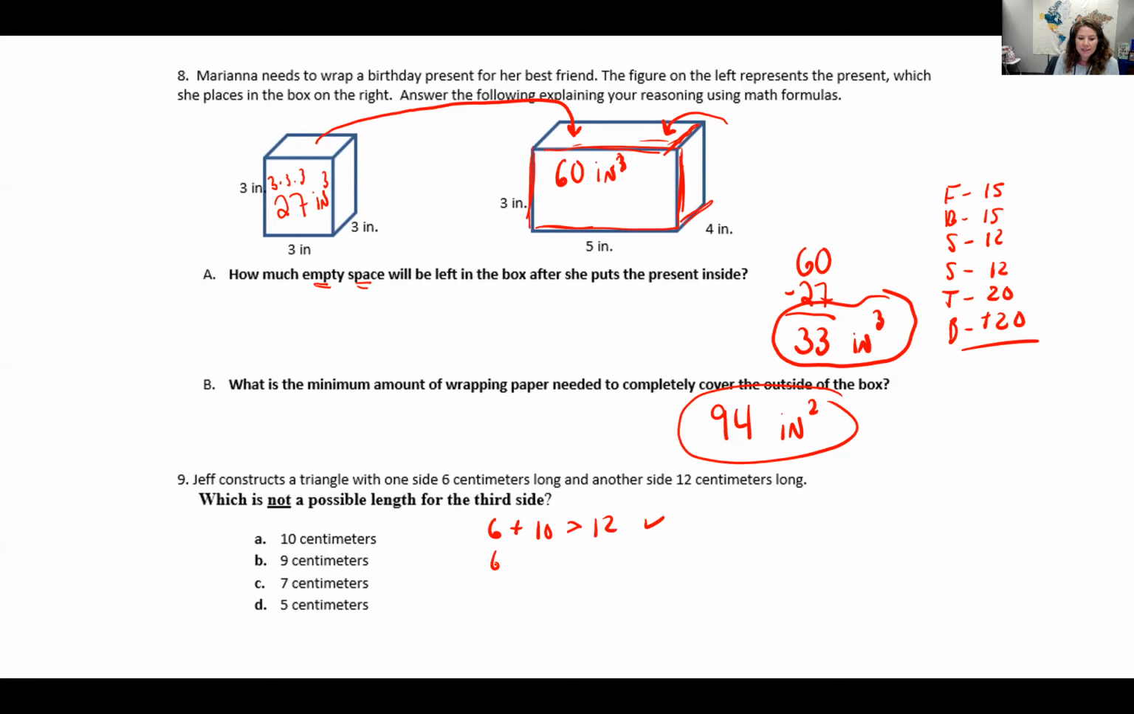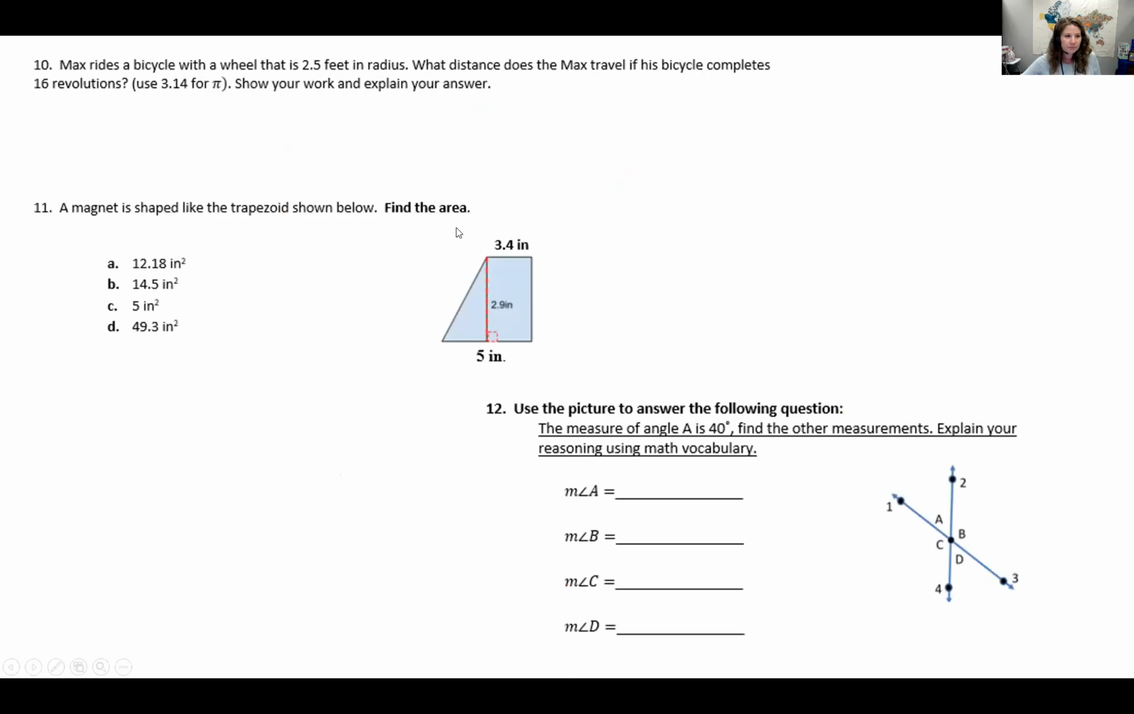Yes. What about 6 and 9? Those are the two shorter sides. Is that greater than 12? It is. What about 6 and 7? The sum is greater than 12. Yes. And what about 6 and 5? 6 and 5 is not greater than 12. So that means D is the answer. Cannot be a possible length.